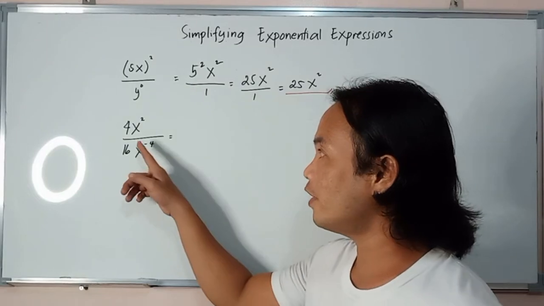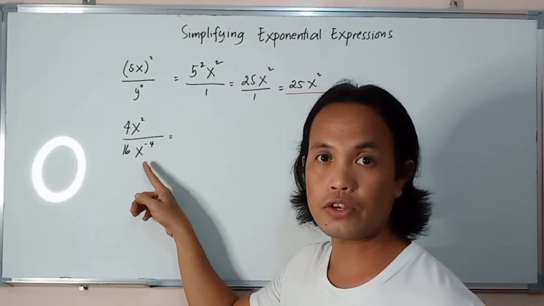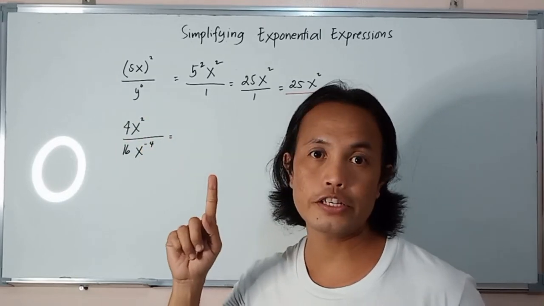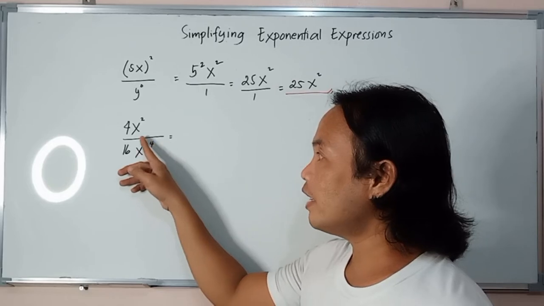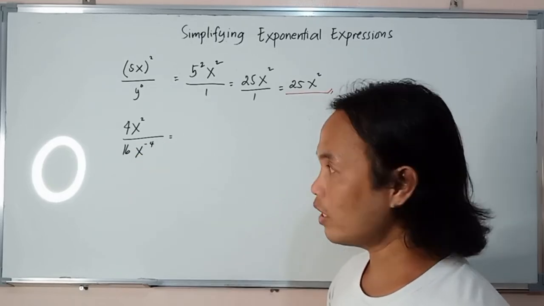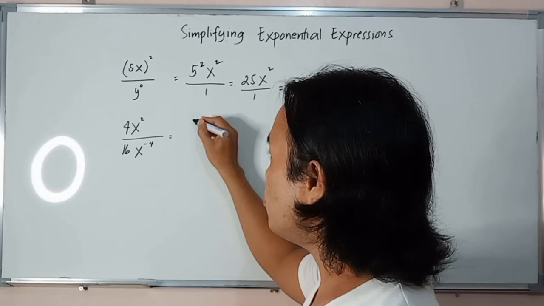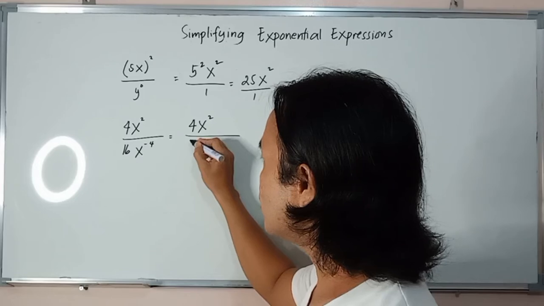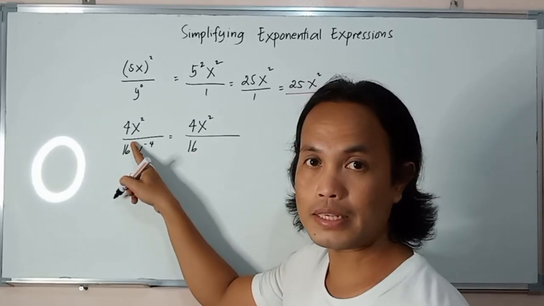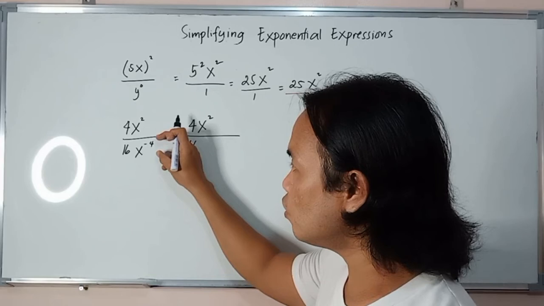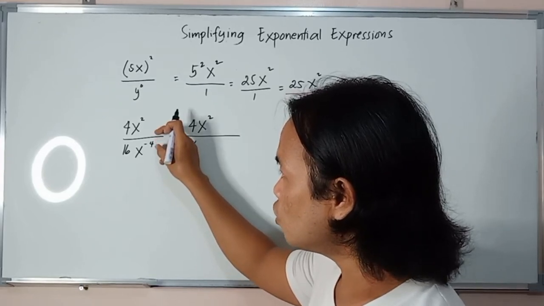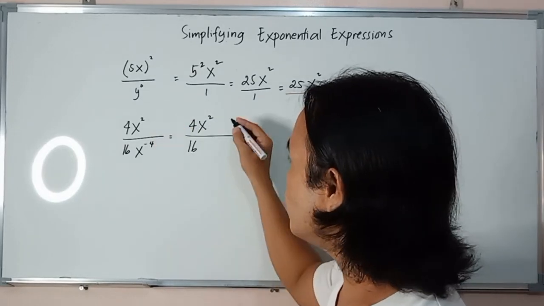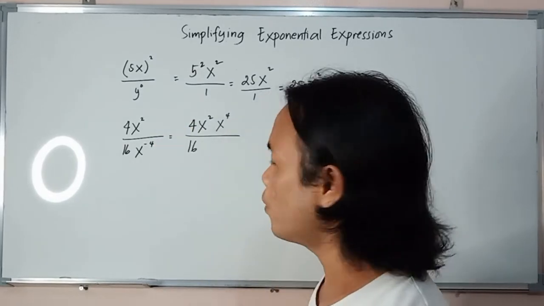So next example, we have here 4x squared over 16x raised to negative 4. So there's no problem with the numerator because the exponent here is positive. But we have a negative exponent in the denominator. So what we need to do here is, we just simply copy the numerator, 4x squared. Then we copy the 16 here because it has an assumed exponent 1, which is positive. Now since this is negative, what we need to do is to bring this negative exponent to the numerator, and we indicate the positive exponent. So we just simply get the reciprocal. So this becomes x raised to 4.